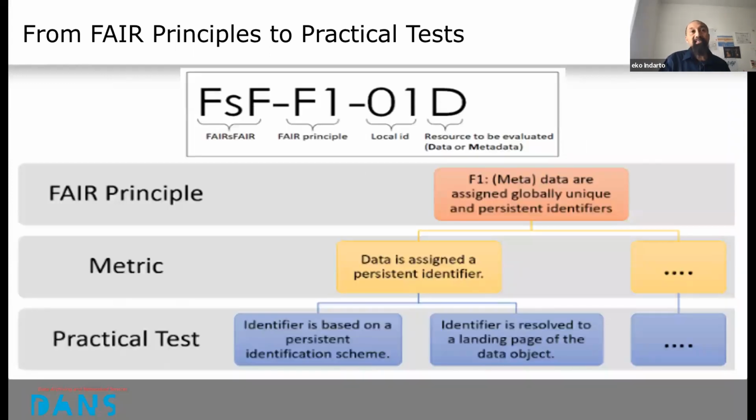For example, metric FsF-F1-01D, data is assigned a globally unique identifier, can be evaluated by two practical tests. The first test verifies if a given identifier is based on a known persistent identifier scheme or syntax. And the second test checks if the identifier resolves to a digital resource or landing page of the object.